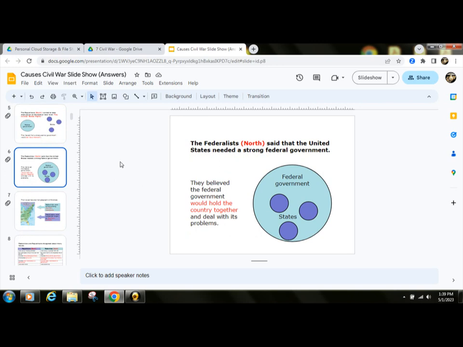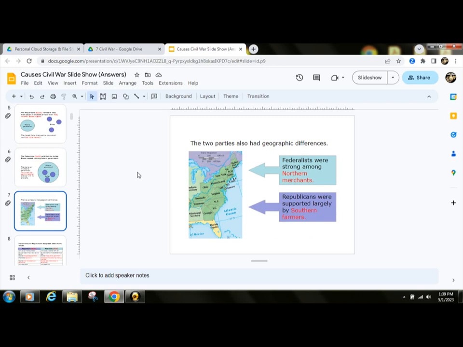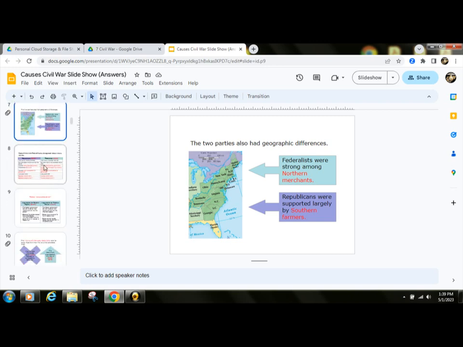The Federalists in the North said that the United States needed a strong federal government. They believed the federal government would hold the country together and deal with its problems. So again, you could see from the visual there, the federal government had a little bit more oversight. It would help the states work together more closely. So visually there's a difference between these two parties. Again, look at the geographical differences. Federalists were strong among northern merchants, in the North. The Democratic Republicans, or Republicans for short, were supported largely by southern farmers. So you've got that North-South divide.